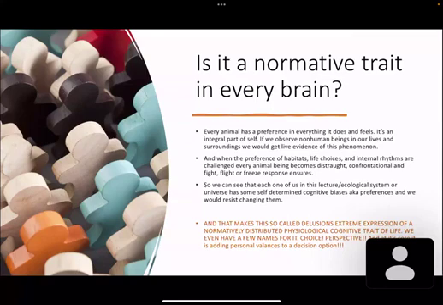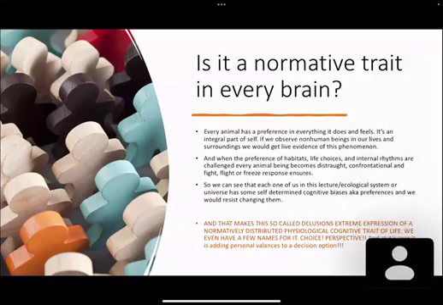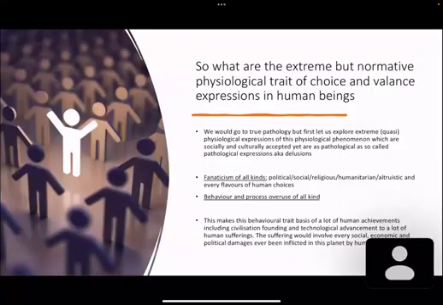And that means these so-called delusions are actually an extreme expression of a normatively distributed physiological cognitive trait of life. We even have a few names for it: choice, perspective, and at its core, it is adding personal balances or personal values to a decision option. So, what are the extreme but normative physiological expressions of choice and balance in human beings?